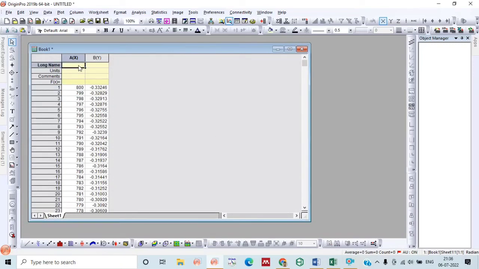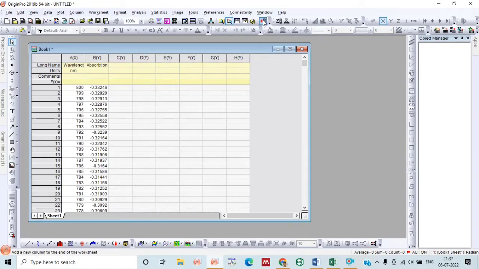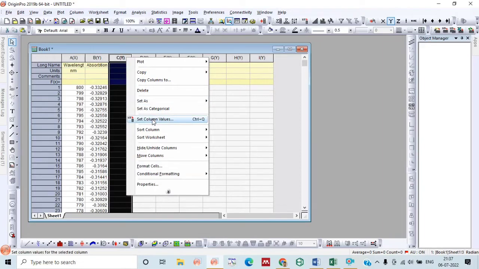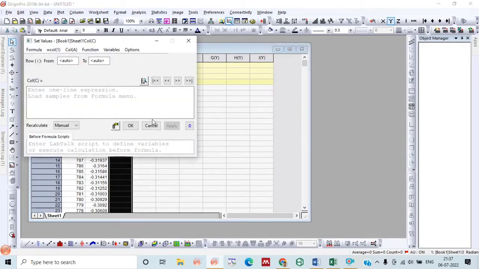Now here the x-axis is the wavelength, whose unit is nanometer, and the y-axis shows the absorption. We need to add some columns here for calculation. Now select column C and set the column value, that is 10 to the power minus absorption, that is column B.